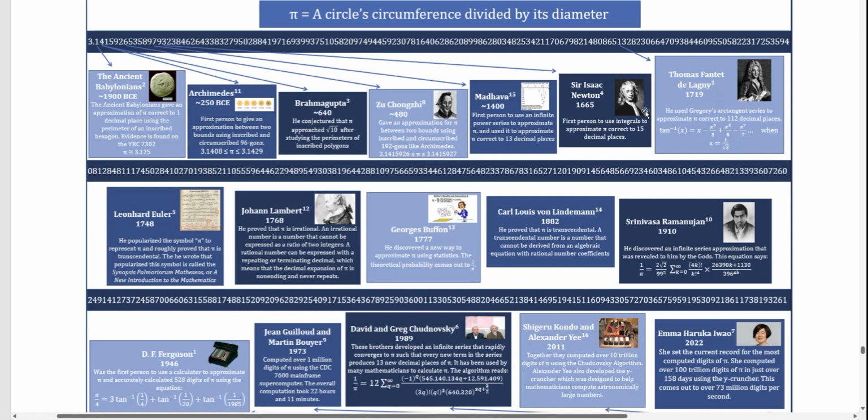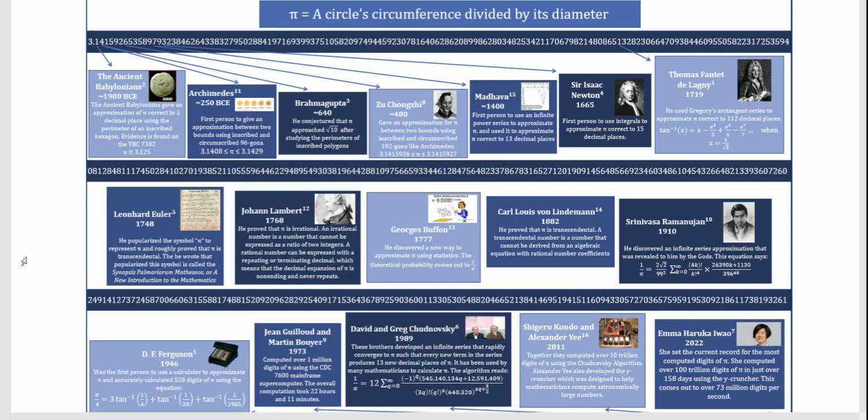Thomas Fantet de Lagny in 1719 used Gregory's arctangent series to approximate it to 112 places, doing a lot of tedious computations by hand. He was able to get it out this far, so now we're getting out pretty far. Euler popularized the symbol pi, so that's the first time we really start using the symbol pi for it. Of course, the concept had been around a lot earlier.